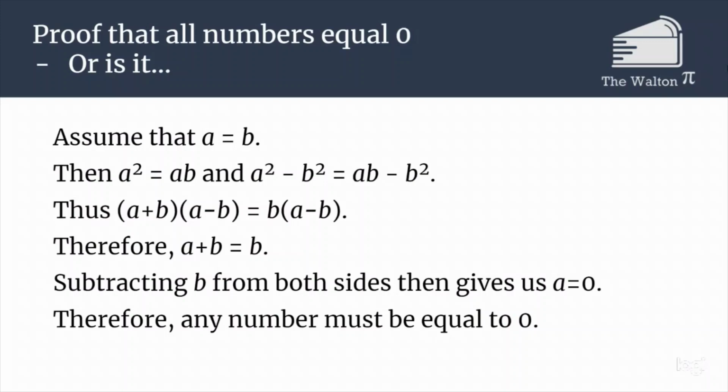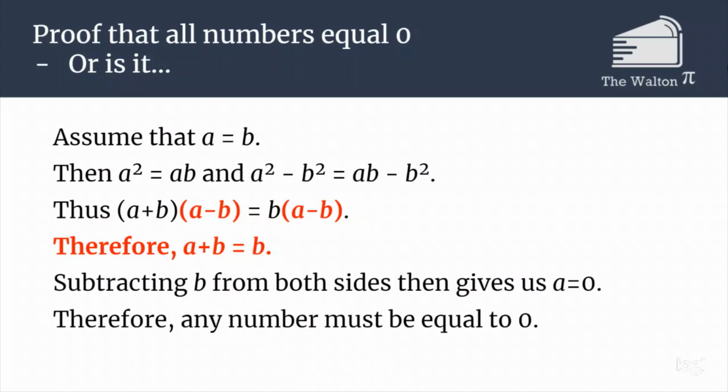Now, this is not a valid proof. The reason for that is right here, where we were dividing by an a minus b. In our very first line, we had assumed that a equals b. So when we were dividing by a minus b, even though it doesn't look like a 0, it is actually 0, because if a equals b, then a minus b must be equal to 0.